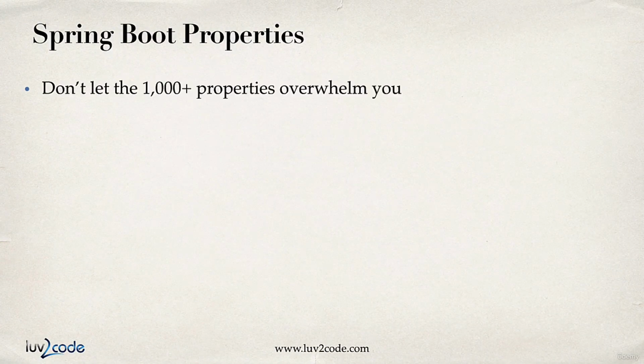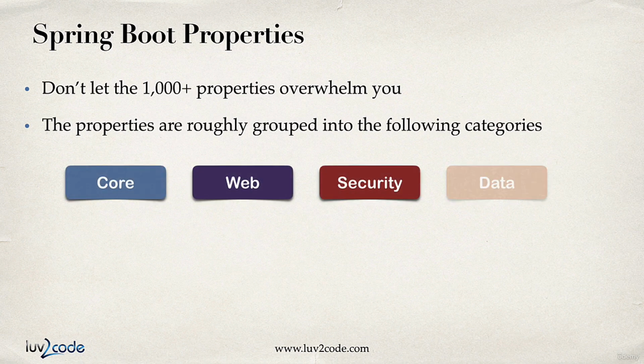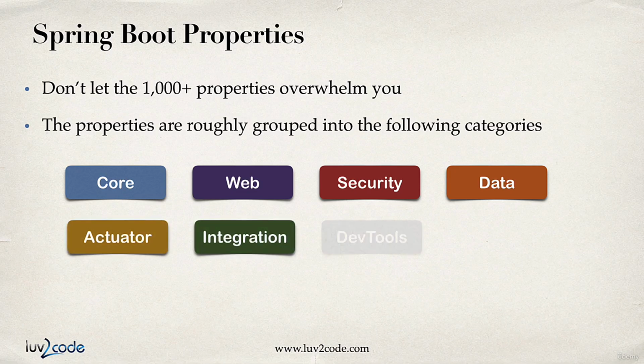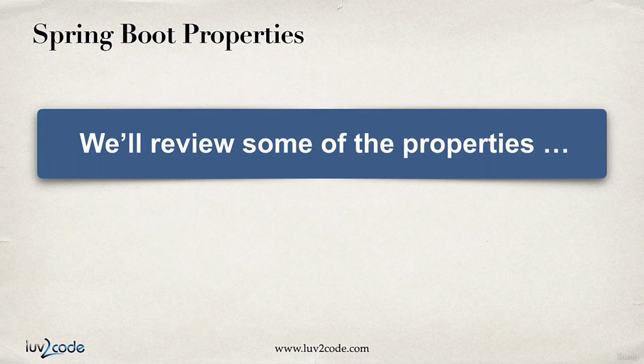But don't let those 1,000 plus properties overwhelm you or scare you. The properties are roughly grouped into the following categories. So you have the categories of core, web, security, data, and then you also have actuator, integration, dev tools, and testing. So that's the logical grouping of those different properties that are out there. And what we'll do here is review some of the properties just so you can see how they're used, become accustomed to them, and so on.